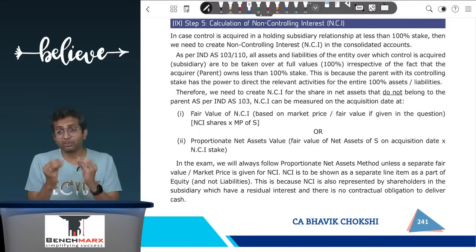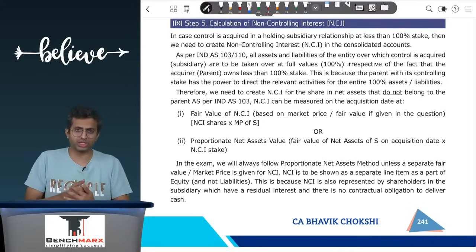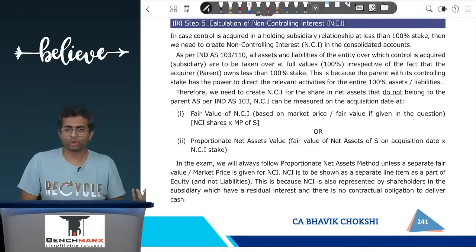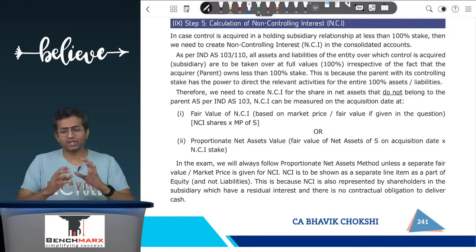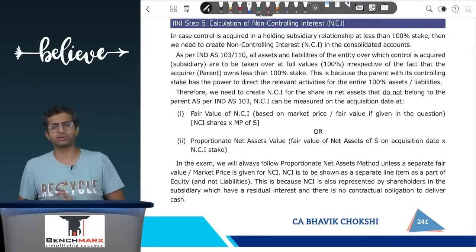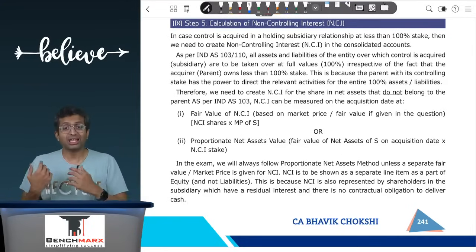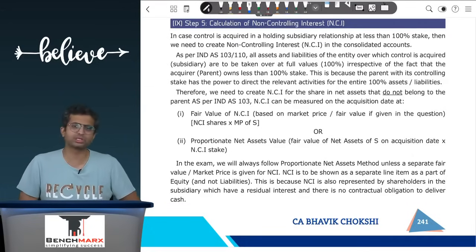The birth of non-controlling interest is because you are acquiring assets and liabilities at 100%, even though your stake is, let us say, 70%. So ideally, if the parent acquired a 70% stake, like Reliance Industries acquired, let us say hypothetically, a 70% stake in Reliance Jio, then ideally Reliance should consolidate only 70% of the assets, 70% of the liabilities.